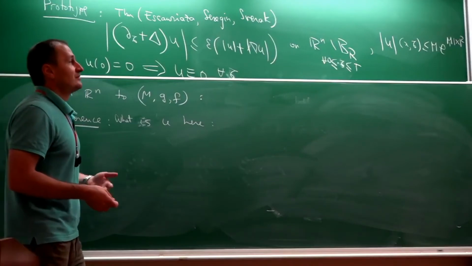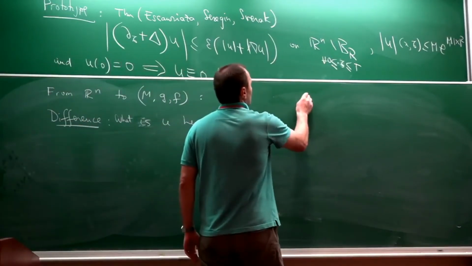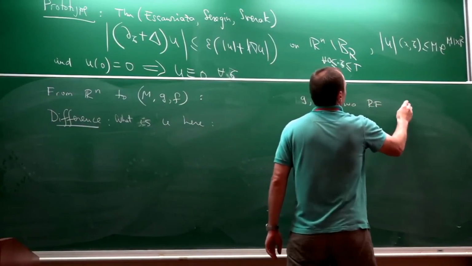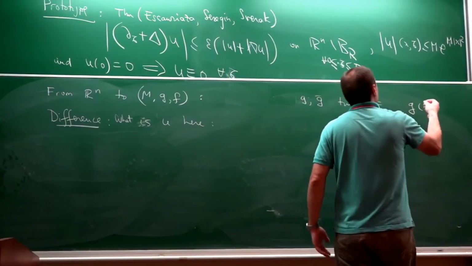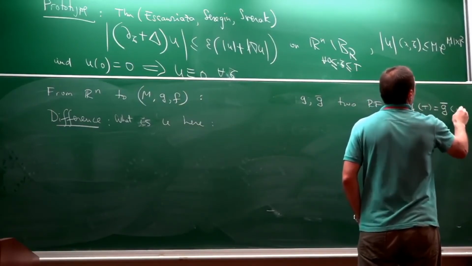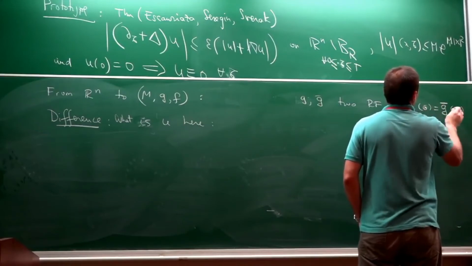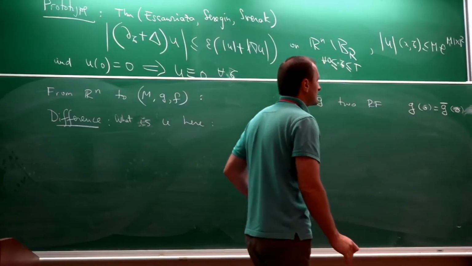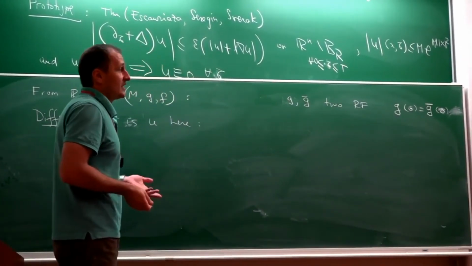You take u to be g minus g bar, right? So you have g and g bar, two Ricci flows. And initially, finally, at t, in my case t is 0, right? They're equal, they're the same, sorry. So the two Ricci flows are the same at final time.